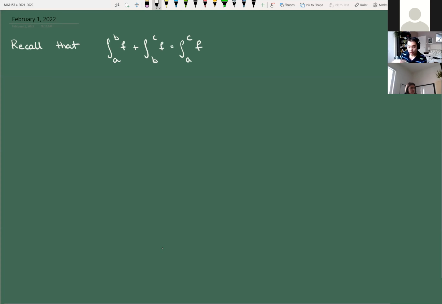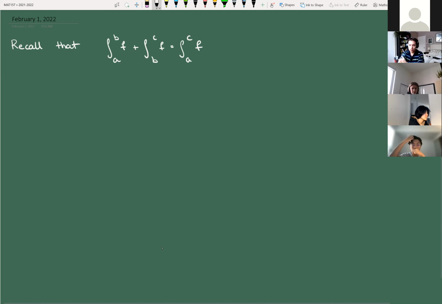There's nothing crazy there. And in fact, intuitively, it should be true because it's just saying if you add up the areas, then that's the same thing as, let me say this a different way: if you want to compute the area from A to C, that's the same thing as computing the area from A to B and adding it to the area from B to C. And intuitively, that should be correct.